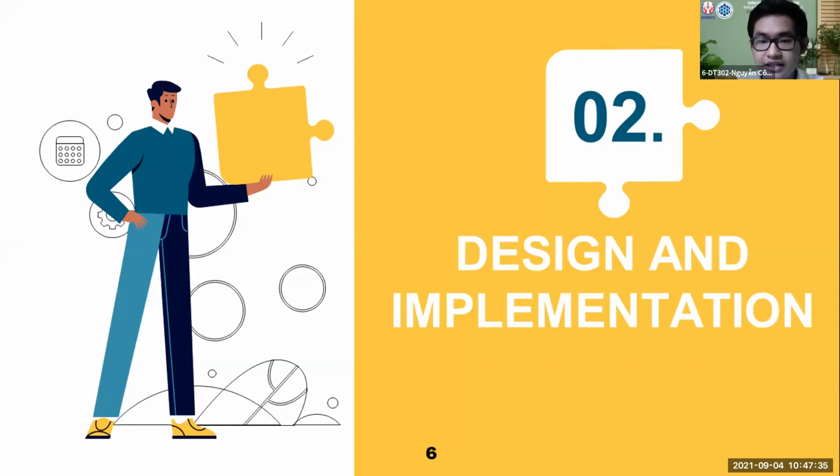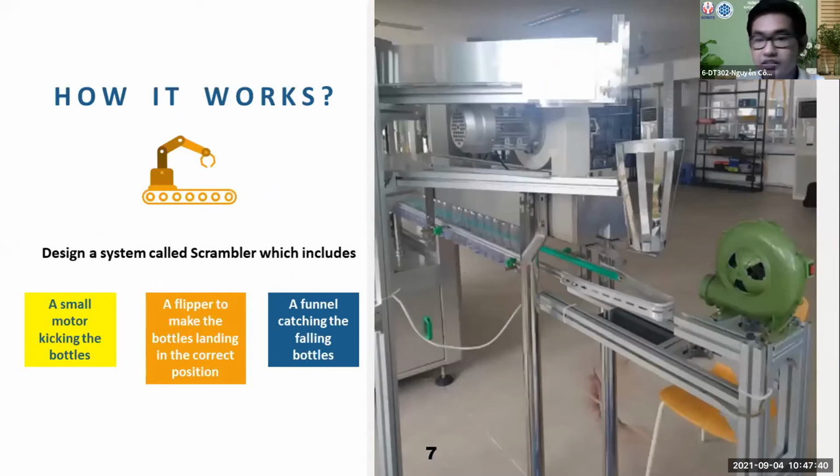The second section is design and implementation. This is the overview of our machine. A part of it is called the scrambler. We'll talk about it later. It's a part that we need in order to flip the bottle into the correct position. It includes a small motor, a flipper, which is a V-shaped device that can catch the neck of the bottle, and a funnel that catches the bottle that is pulled down to the final platform, as you can see.